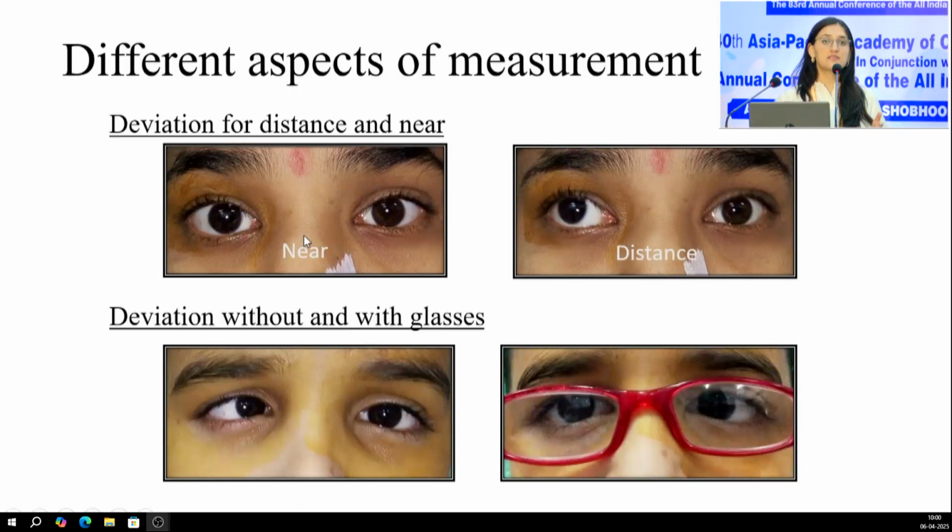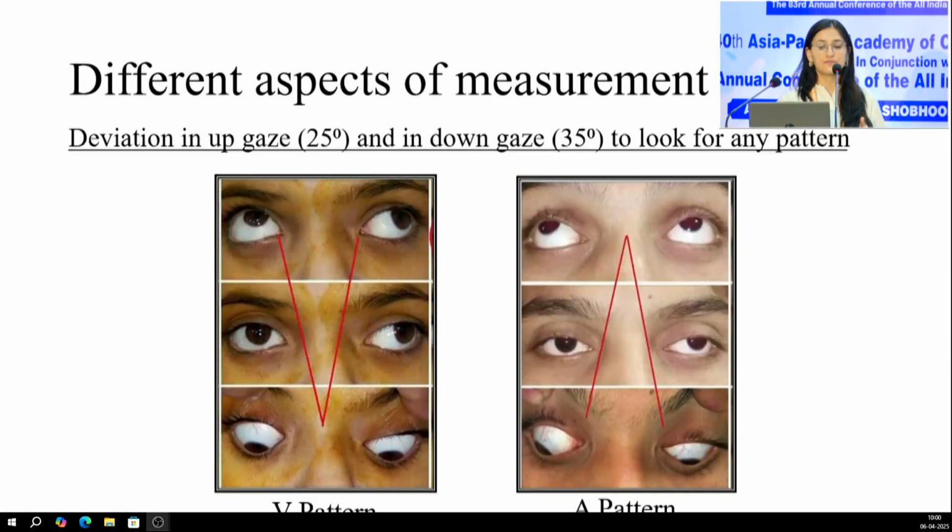It is important to know how the deviation changes with distance and with near. For example, in cases of IDS, the patient might have no deviation at near but will manifest at distance. Also, how the deviation is changing with the spectacles. For example, in this case, this is an accommodative esotropia where you see that the patient is esotropic without glasses, but the correction is absolutely neutralized when he wears spectacles.